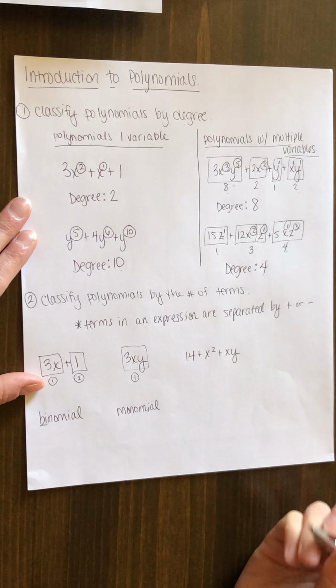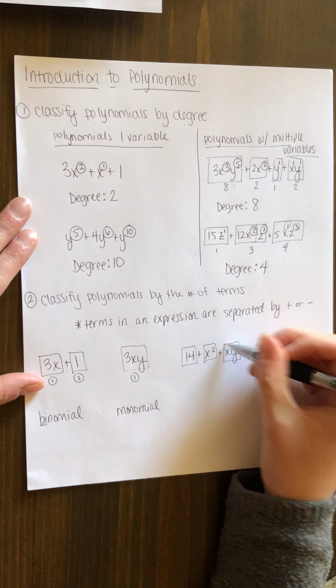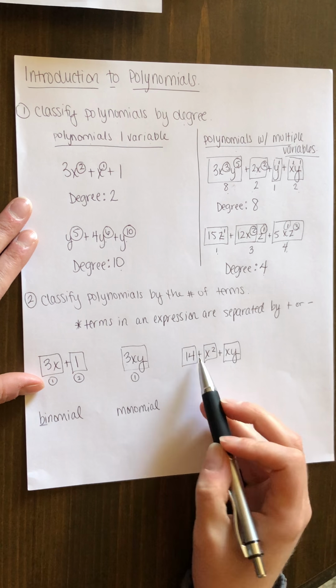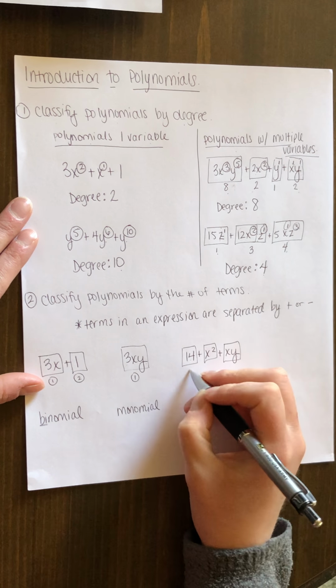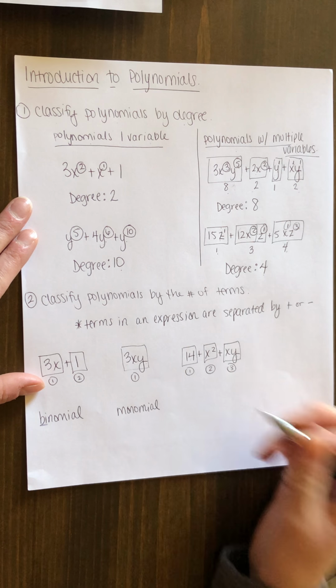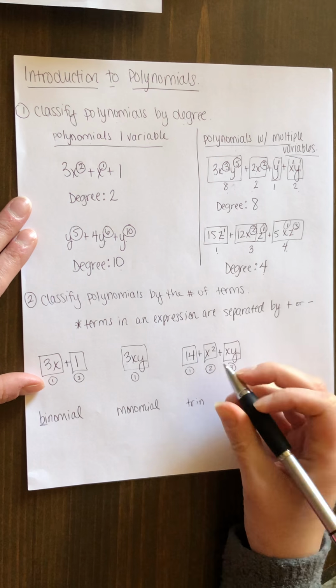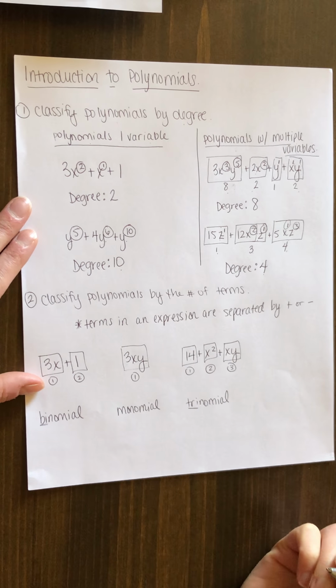If we take a look at something like this, again, I want to separate the terms by pluses or minuses. So I have two pluses, which create three different terms. So one's here, two's here, three's here. Three terms is called a trinomial, because again, the prefix tri means three.